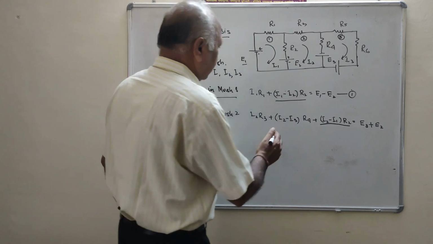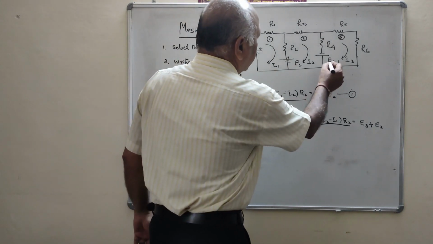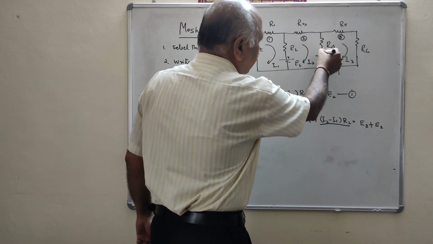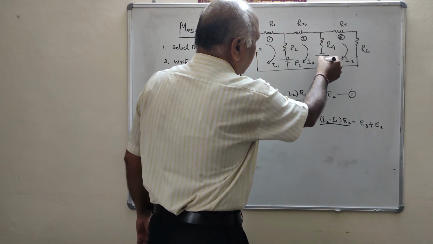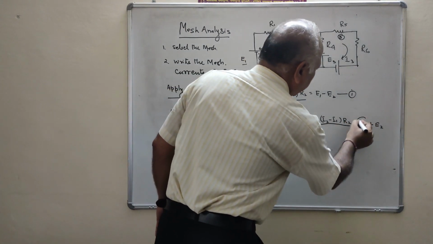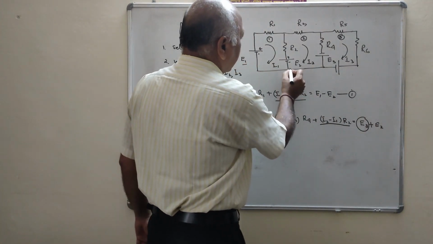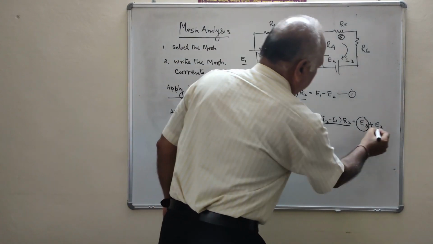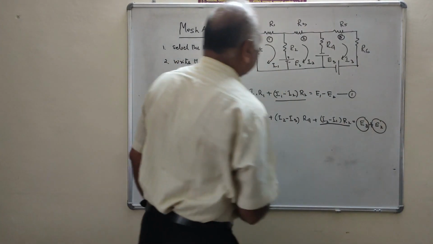Here you will see, what is the E3? The current is entering from the negative and exiting from the positive. It is taken as positive. Here again the current is going from negative to positive. And we are taking the plus V2.